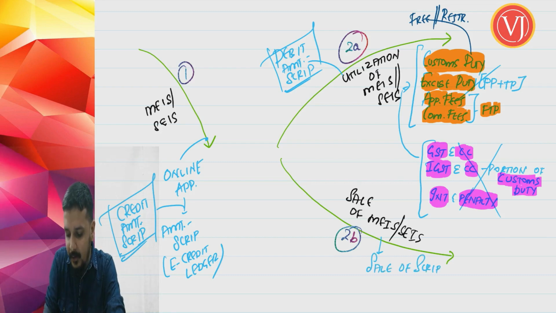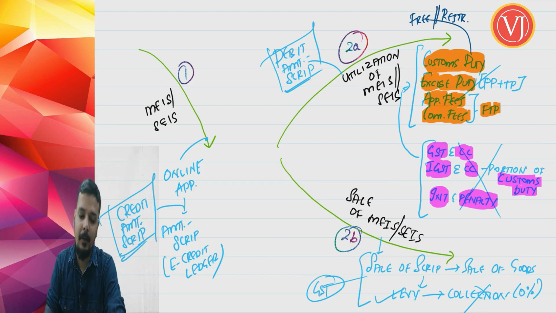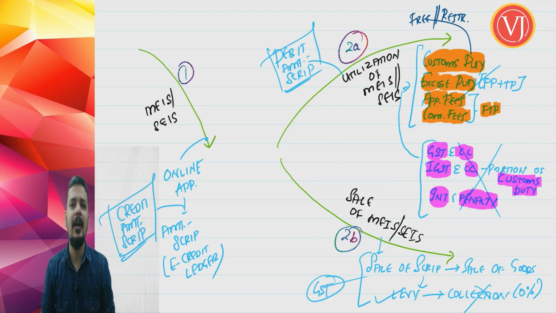if you go back to basics of GST, levy of GST is equal to sale of goods, because scrip is equal to goods, movable, right? So levy is very much there. So you have levy of GST but no collection, because the rate of GST as of today on scrip is 0%. Initially when GST was introduced, the GST rate on the scrip was 5%, but after 4 to 5 months they changed it to 0%.